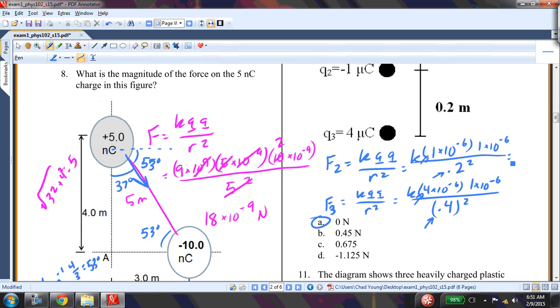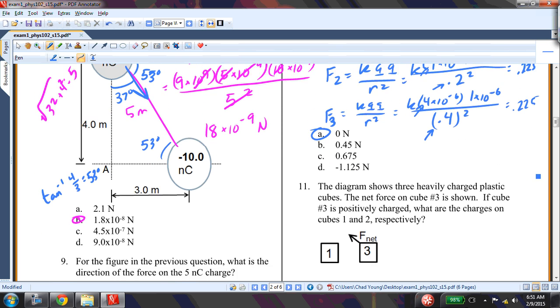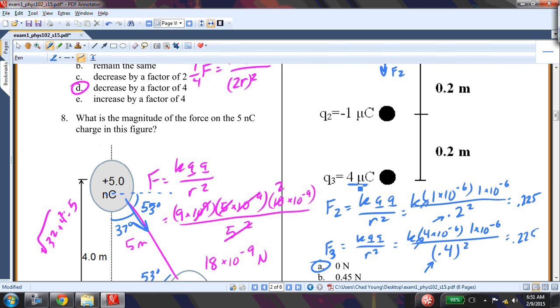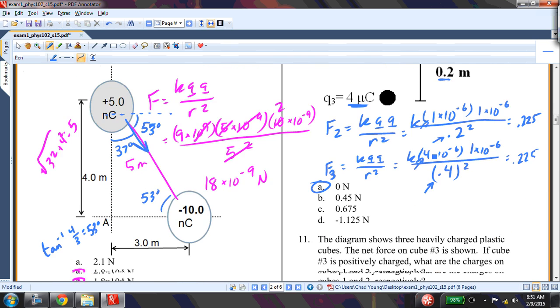Now, we can go ahead and work this out. That's going to be 9 times 10 to the 9th. I get 0.225, and you'll get the same here, 0.225. But you shouldn't have to go through this calculation. You should be able to see that this charge is 4 times this charge, and it's twice the distance away, so those two things are going to cancel out.